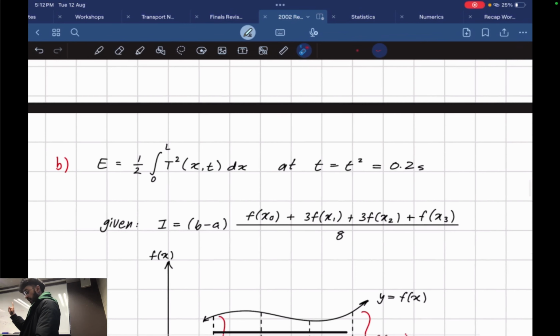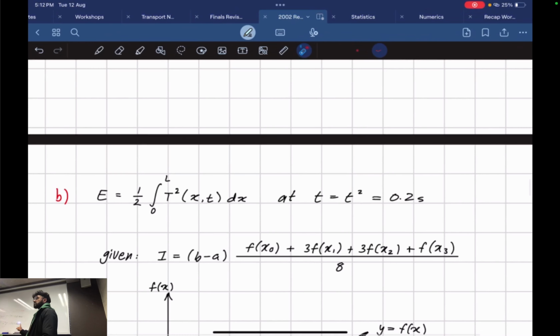But the energy is given by the integral of T squared, but we only have T. So how do we find T squared? How do you even find this integral? There's no equation, there's nothing. Using finite analysis, it's actually really easy.